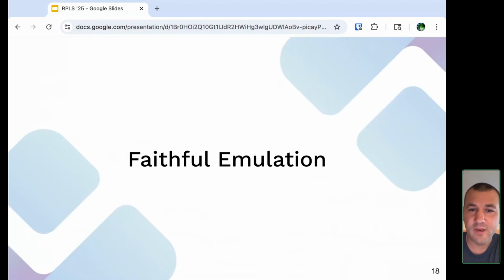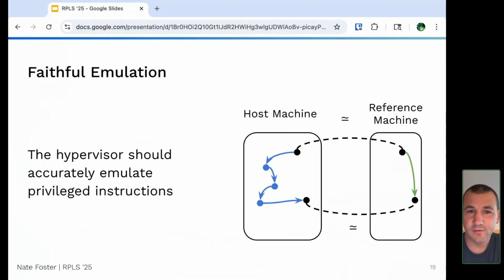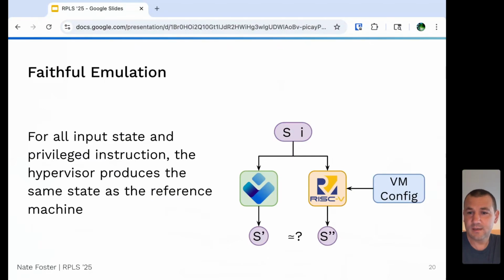Okay, so we call these two categories of instructions and their correctness properties faithful emulation and faithful execution. I'll do them in the reverse order from what I just described. So for faithful emulation, we want it to be the case that the hypervisor can accurately emulate the privileged instructions, just capturing the picture I already showed you. The reference machine takes a single step, and then on the host machine, that privileged instruction is eventually emulated. But in the middle, we may take several steps, including manipulating some of this state that I've referenced several times.